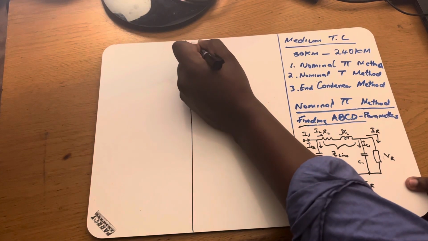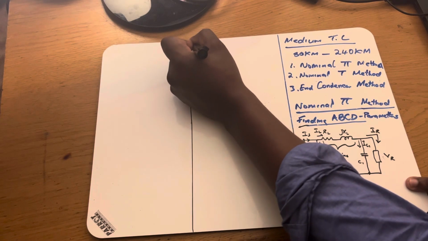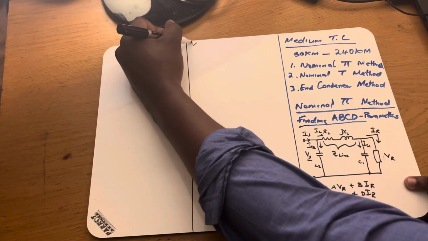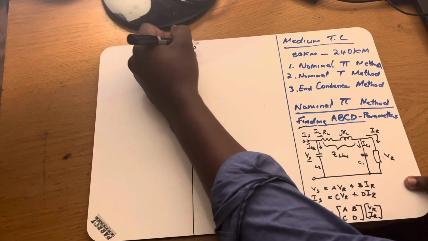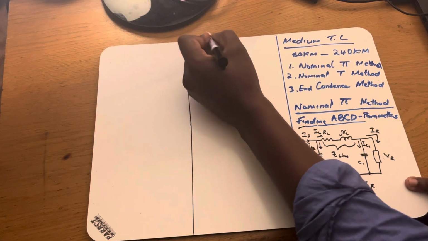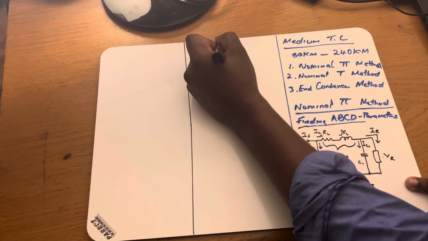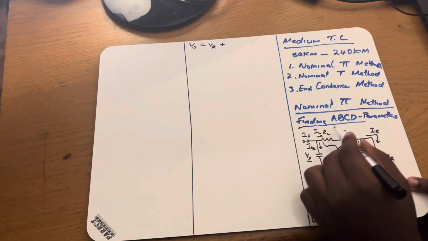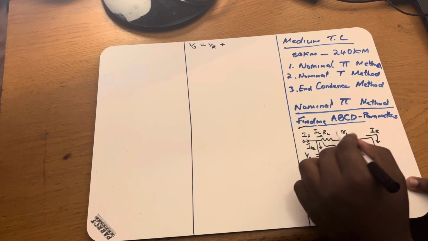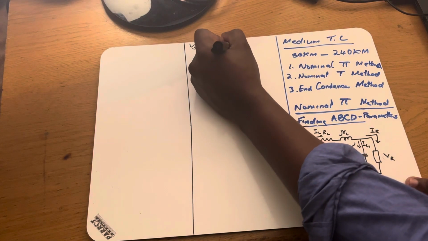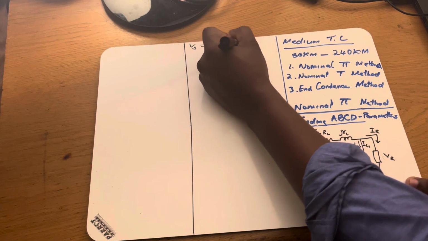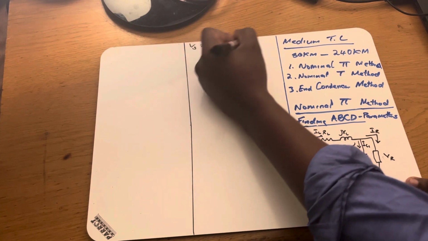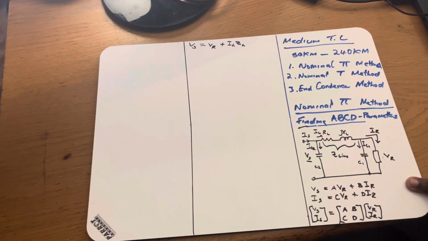So VS equals VR plus the voltage drop, which is this impedance times its line current. So it's going to be IL times ZL. So that will be our sending end voltage.